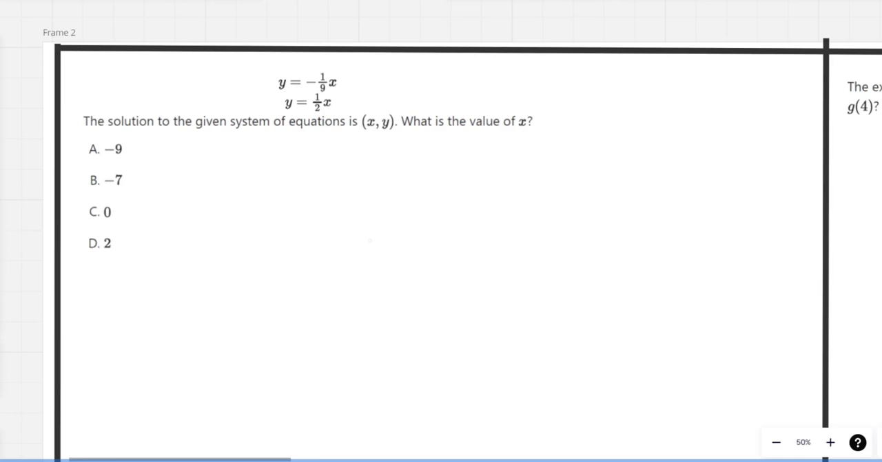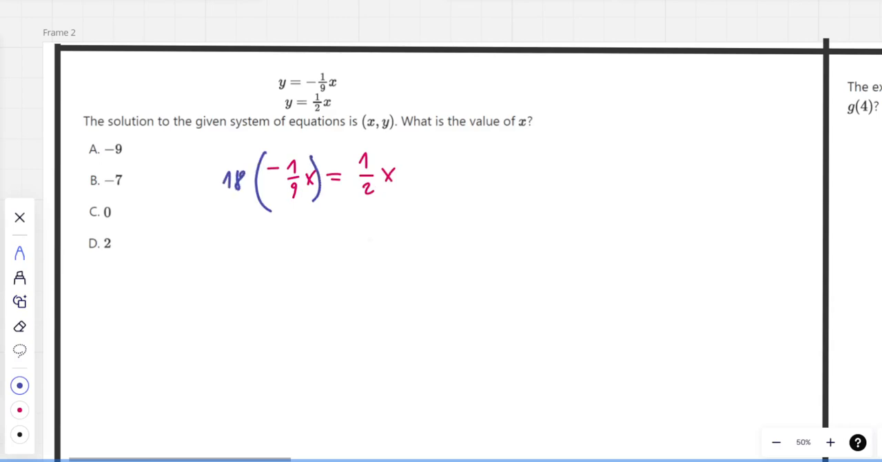What I would do is I would probably set both equations equal to each other because we have both of them equal to y. So that would be negative 1/9 x equals 1/2 x. In order for this to be true, what I could do here is multiply everything by 9 to get rid of this denominator. I can multiply everything by 2 to get rid of this. So common denominator here would be to multiply by 18. Multiply everything by 18, get rid of all those fractions.